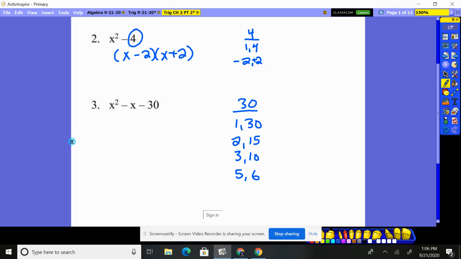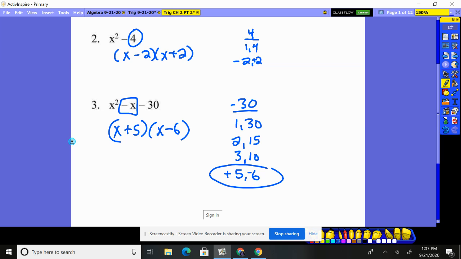Now, it is negative 30, which means one of them's negative and one's positive. We need them to have a difference of negative 1. That clues me in right here. Looks like a positive 5, negative 6. Positive 5 times negative 6 gives you the negative 30, and put together gives you negative 1. So it's going to be x plus 5 times x minus 6.